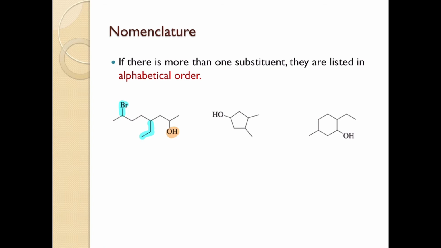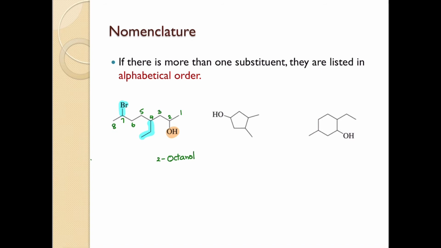Here's my longest chain, right? So 1, 2, 3, 4, 5, 6, 7, 8. So that is going to be octanol. And the hydroxy group is actually present on the second carbon, so it's going to be 2-octanol. And leaving that, I have a bromine and I also have an ethyl group. Okay, so which one comes first? Bromine needs to come first, right?